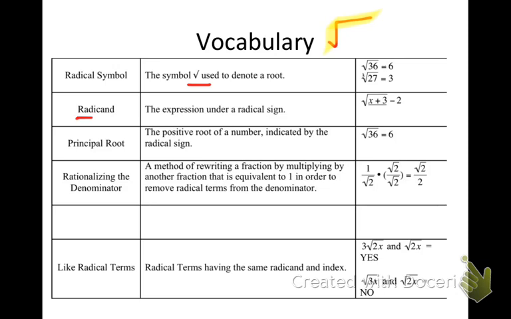A radicand. A radicand is the expression under a radical sign. So anything under the radical sign is known as the radicand. Anything under the radical sign is the radicand.